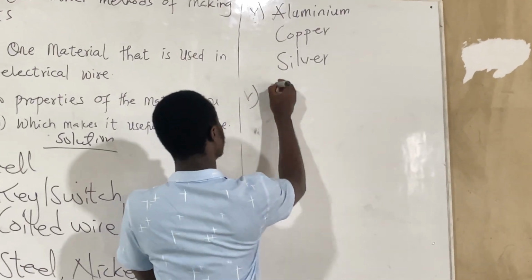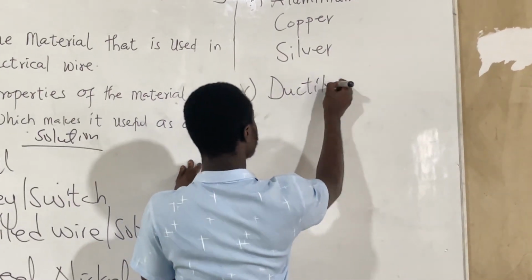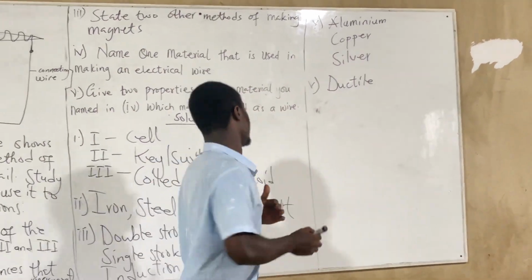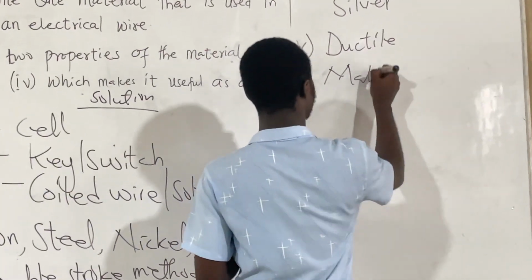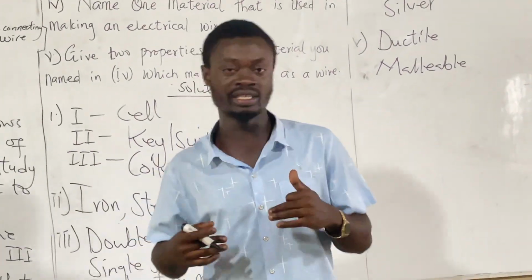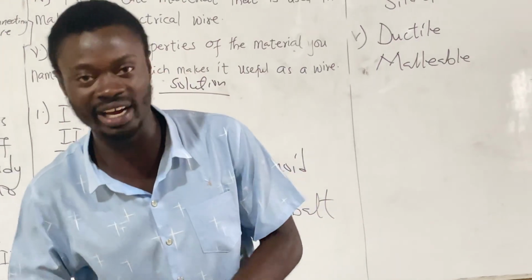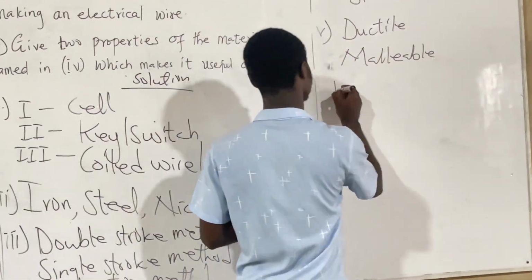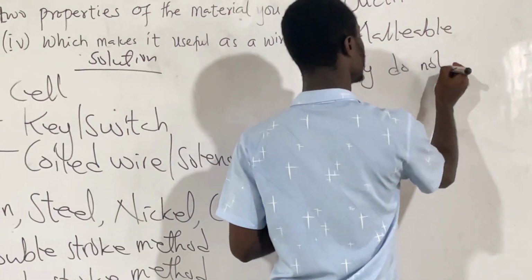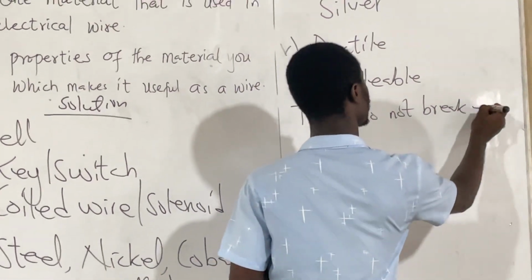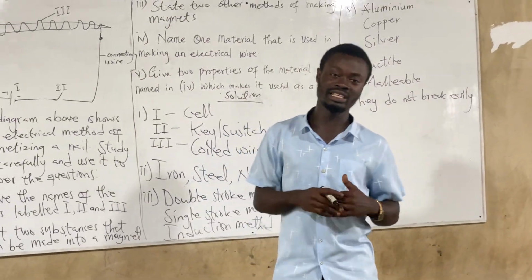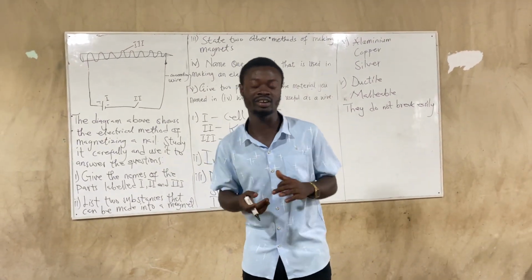V. They are ductile. When you say they are ductile, it means they can be drawn into thin wires. Again, we can say they are malleable. Malleability means they can be beaten into different shapes. And they do not break easily, or they have a high tensile strength.